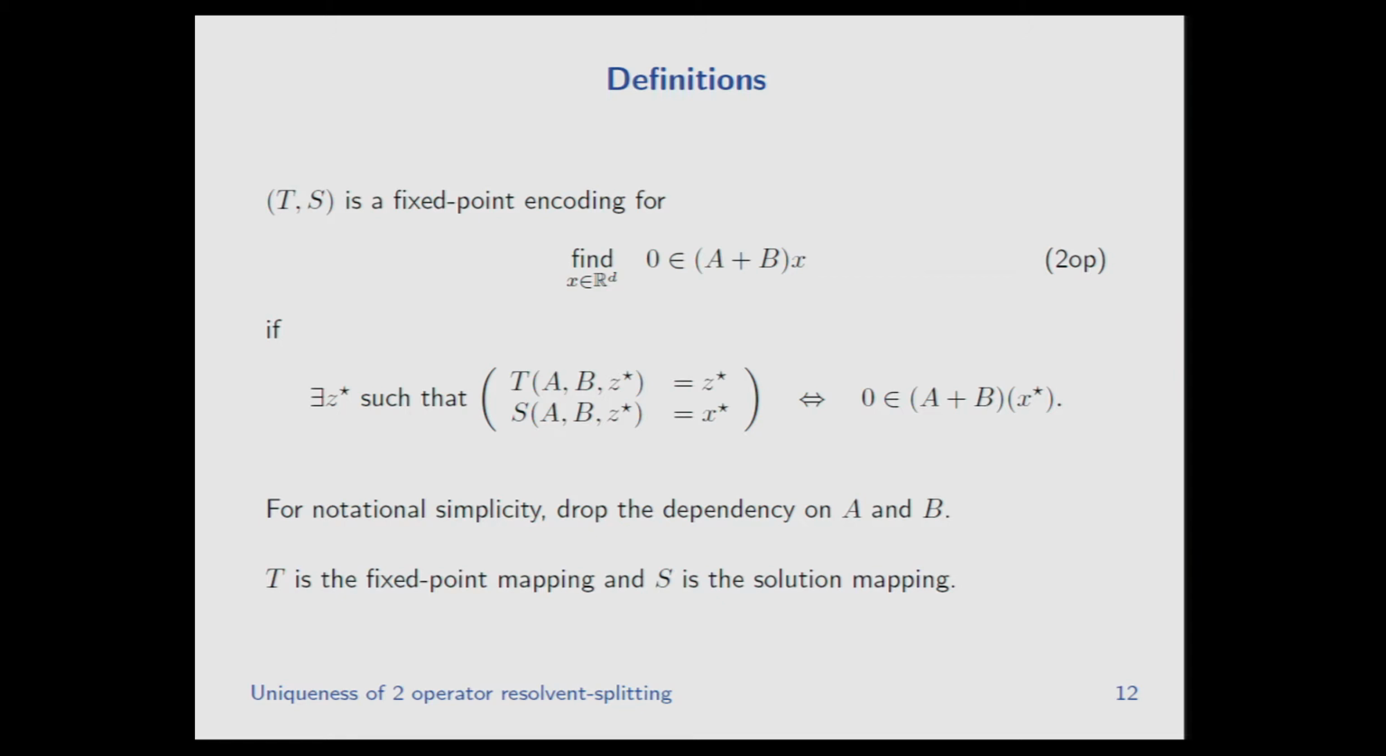So for notational simplicity, I will drop the dependency of T and S on A and B. And the operator T is the fixed point mapping. And I'm calling the function S the solution mapping. So in DRS, you have the z^k iterates. So the fixed point mapping T will map from z^k to z^{k+1}. But when you have z^k for large k, then you would apply S, which is just the resolvent of B, and you would recover the approximate solution x. So S will be just the resolvent of A or B.